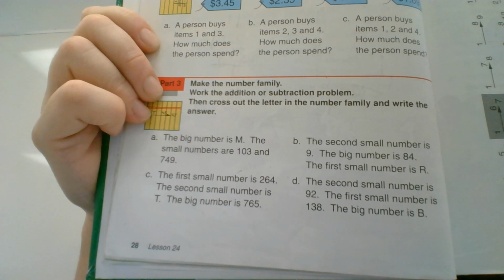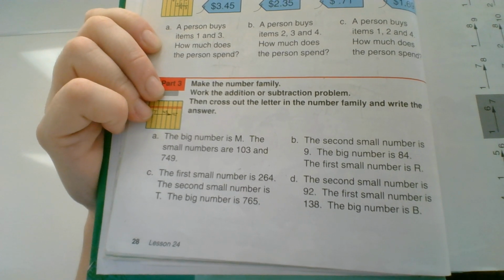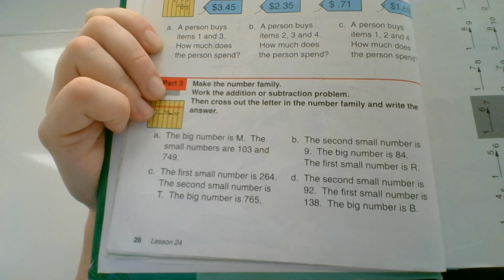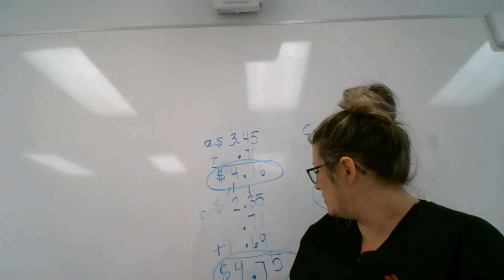If the missing number is a big number, you add to find it. For one of those problems, you'll have to add a hundreds numeral and a tens numeral. Remember, you have to make sure everything is lined up in the ones column and be careful when you write your problems, when you add them up.